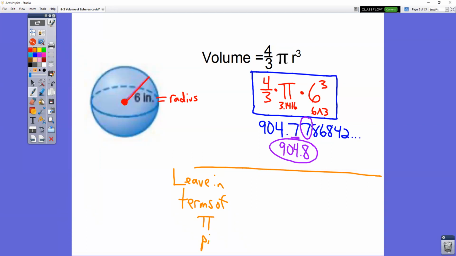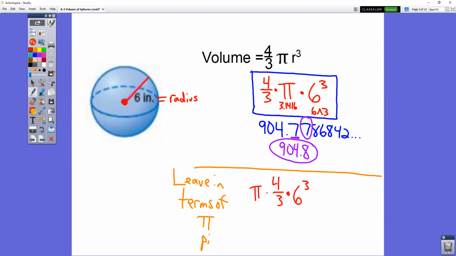So when you go to leave your answer in terms of pi, remember, you want to type in everything except for the pi symbol. So we're still going to have our 4/3. We're still going to have our 6 to the third power.